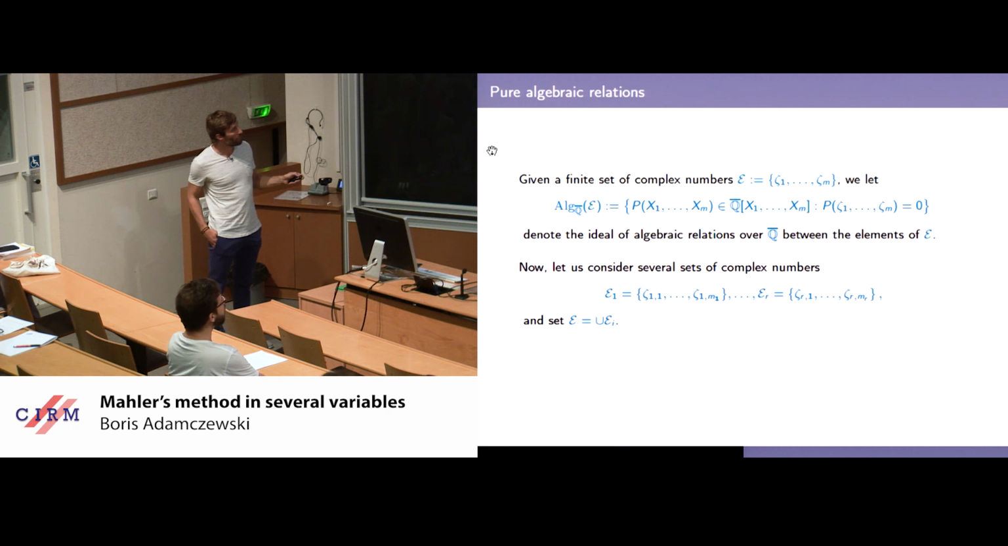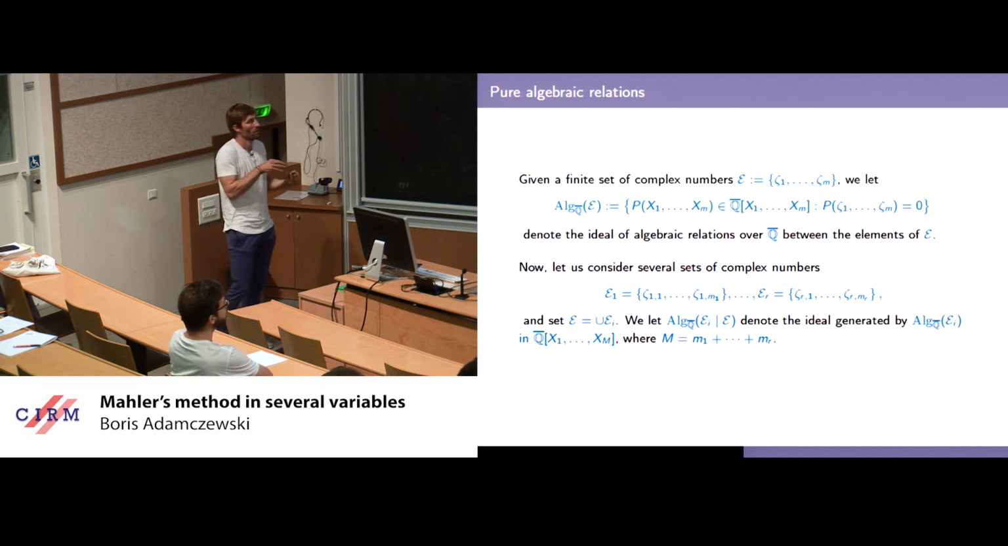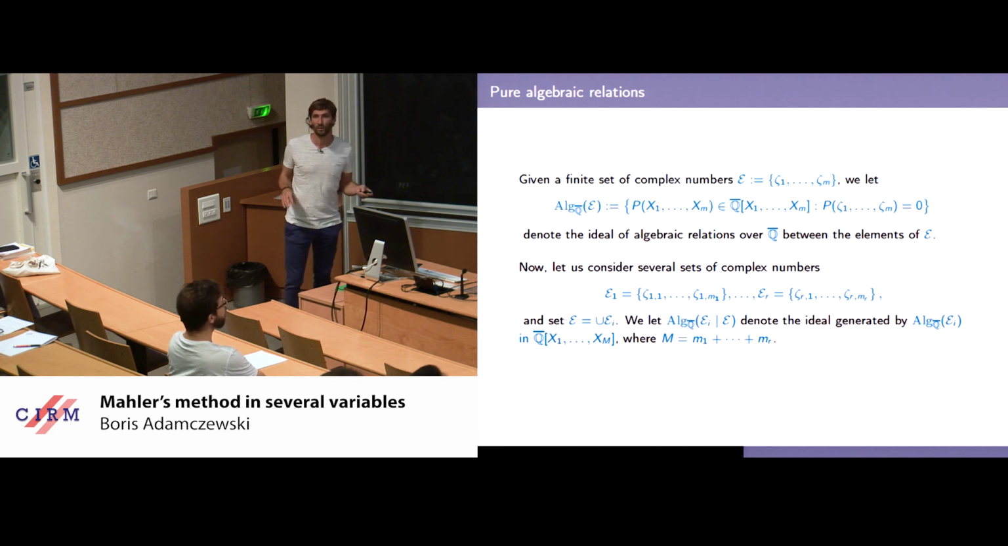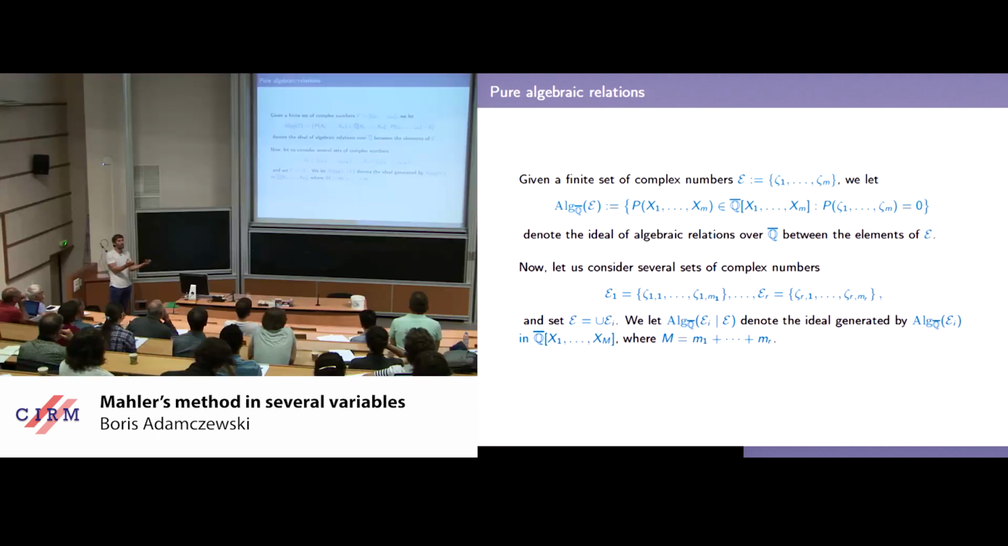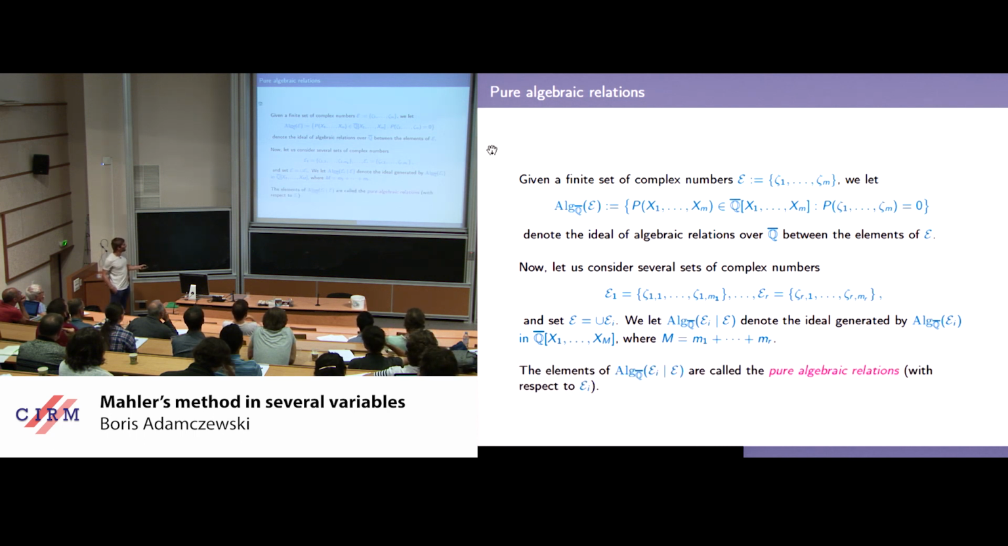And now if I partition the set E into several subsets E_i, I denote by alg E_i with respect to E the ideal generated by the algebraic relations of the members in the subset E_i in the larger set of polynomials. Which means that these are all the algebraic relations that only concern the elements of the set E_i in some sense. Okay? So I call this the pure algebraic relations with respect to the partition.